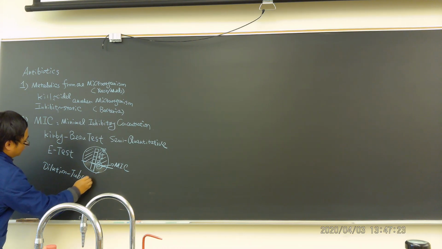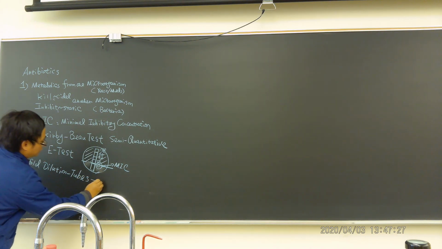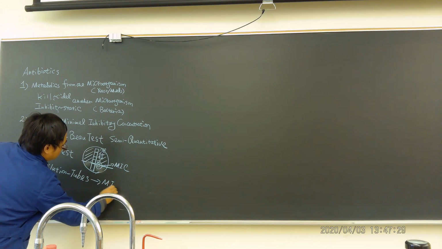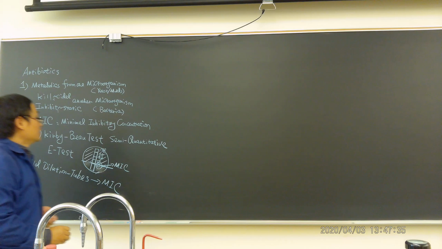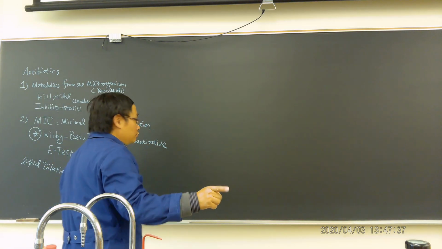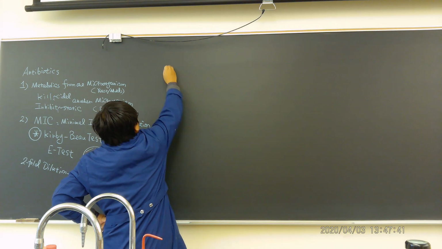With dilution tubes, what we did is called a two-fold dilution. We can determine the MIC. So those are the three methods we talked about. But today we will focus on the Kirby-Bauer test. I'll show you how to do it and also do a demo. So how do we do a Kirby-Bauer test?